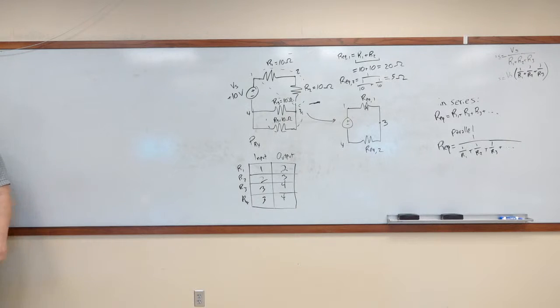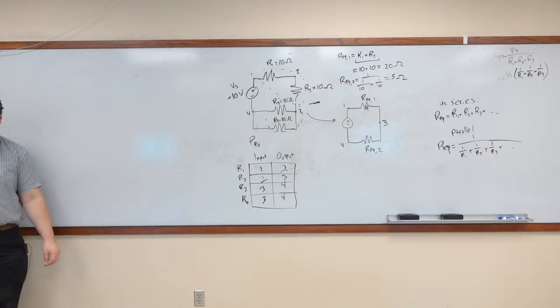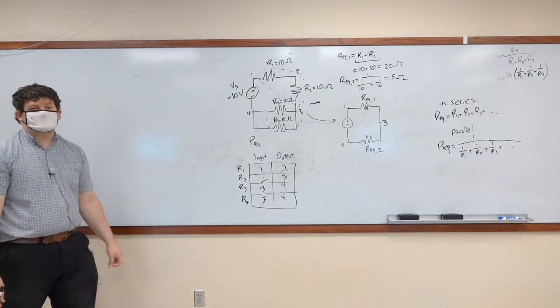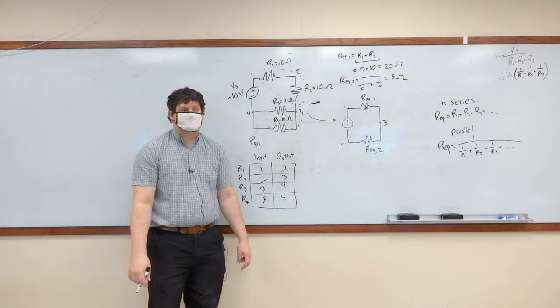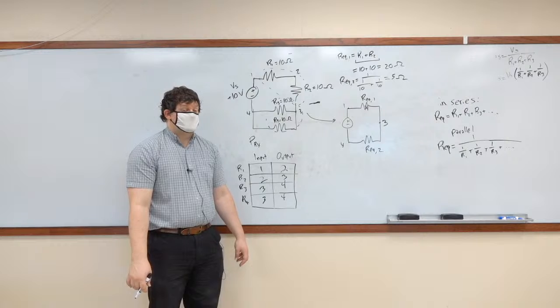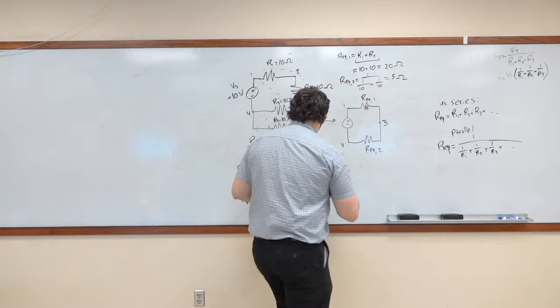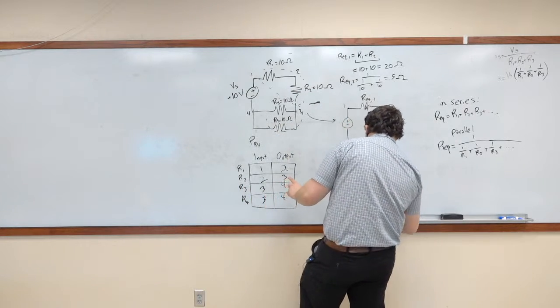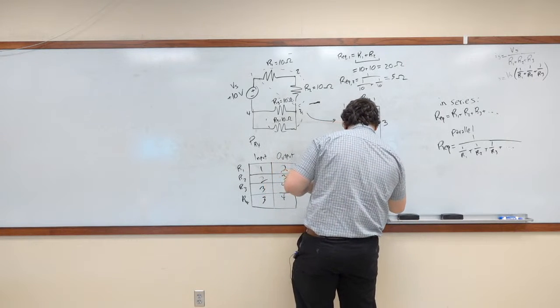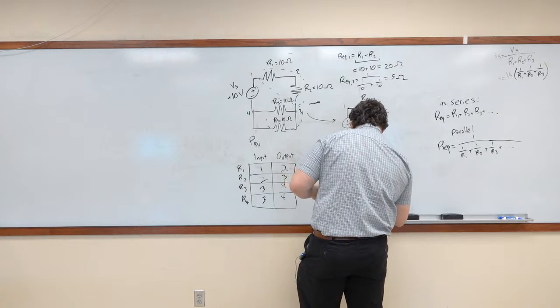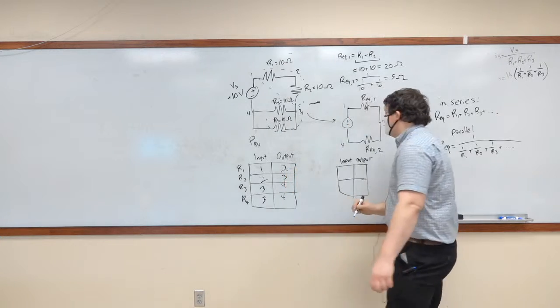Well, we can take this system and make it simpler still. REQ1 and REQ2. Are they in series or parallel? Let's go ahead and write out our chart. Okay? This is a new chart. So we have input, output. Okay, what is the input to REQ1?